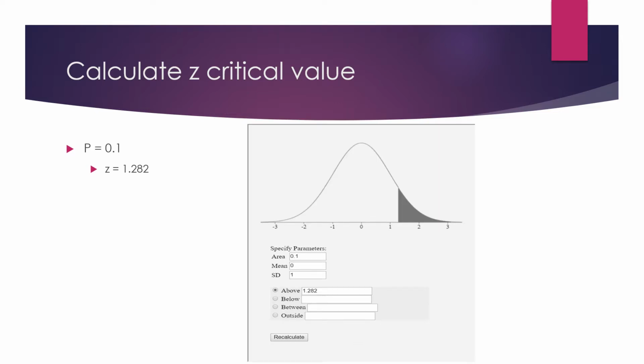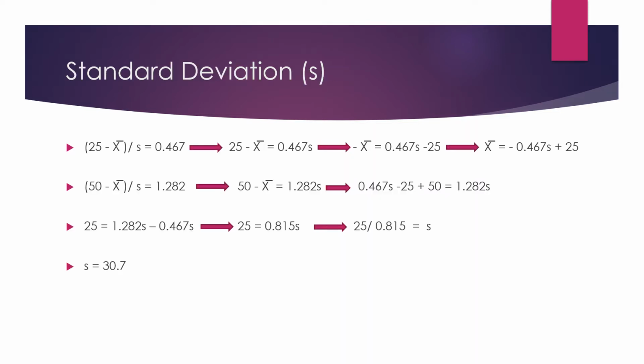The probability of 0.1 is inputted as the area of the specified parameter section of the calculator. Then above is selected because 10% of patients are over 50 years old, and we are interested in finding the z for an area above 50 years old. The critical z-value is found to be 1.282. Now that we have our z-values and x-values, we can solve for the two unknown values, which are the sample mean and the sample standard deviation.